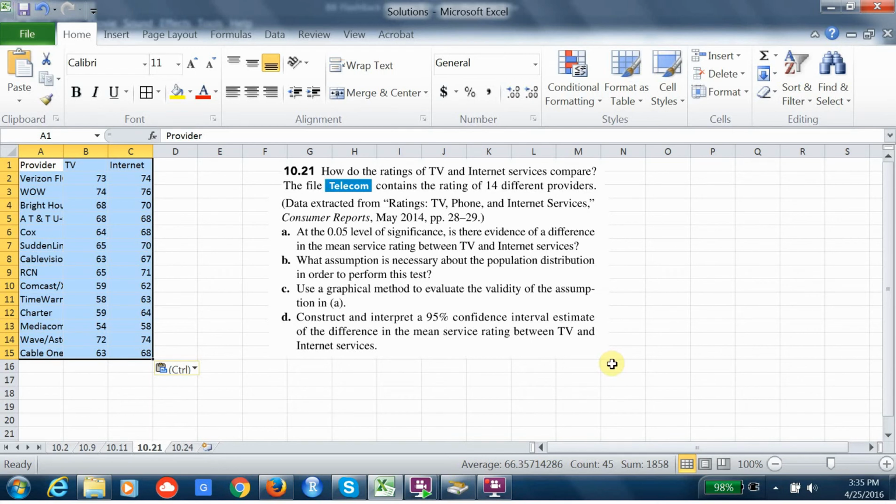So now we want to look at the fourth problem in the homework, which is number 21. And we want to compare the ratings of TV and internet services from a number of different providers. And so what we're really looking at here is we want to tell if there's a difference in the mean service rating between the TV and internet services.